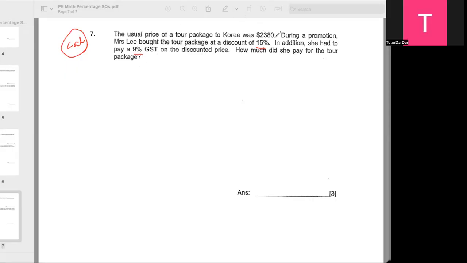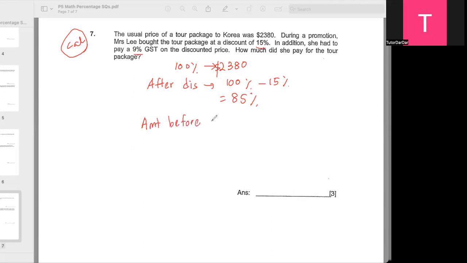Now, what is the 100% price? So 100% is 2,380. During the promotion, Mrs. Lee bought a tour package at a discount of 15%. So after discount will be how much? 100% minus 15%, you are left with 85%. So the amount she paid before GST is going to be 2,380 multiplied by 85%. You can just key this into your calculator. So 2,380 multiplied by 85%, you will get 2,023.